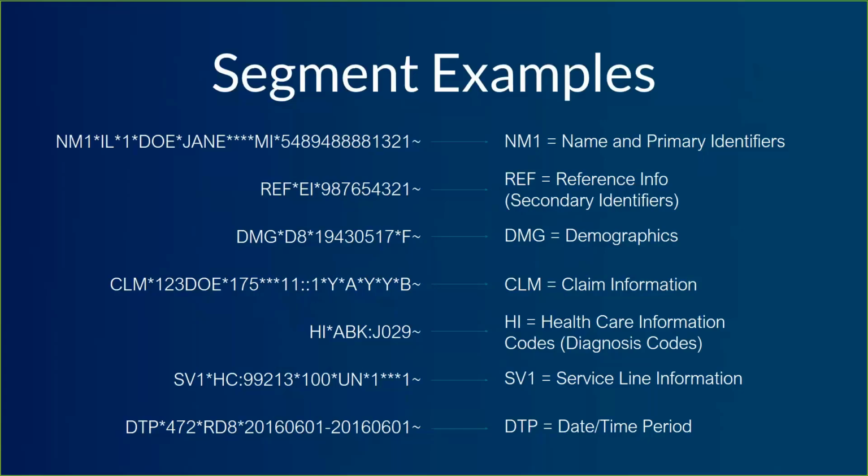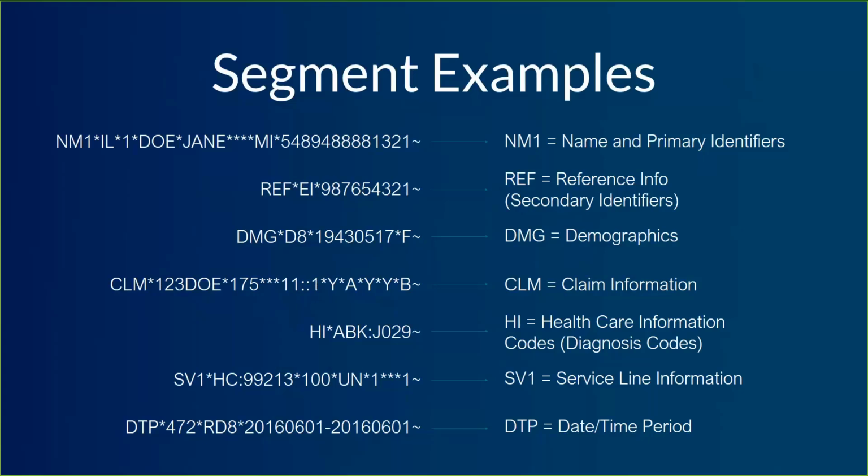So again, there's kind of a logical connection there. Reference information and segments, they usually contain secondary identifiers. And so this is going to mean things like tax IDs, social security numbers, PTANs, taxonomy codes. These are all IDs that will help someone identify you, but they're not the primary way that someone is going to be doing that identification.